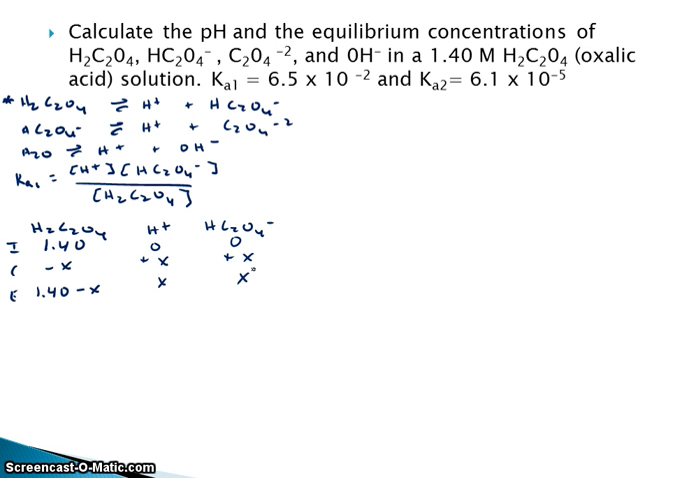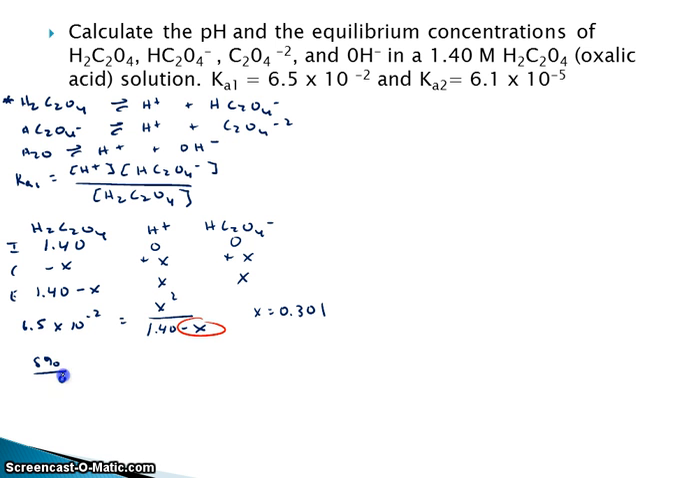So now let's plug our values into our Ka1 expression. We've got 6.5 times 10 to the minus 2 equals x squared over 1.40 minus x. We'll assume that x is insignificant. Multiply both sides by 1.4. Take the square root of both sides and solve for x. Now when we do that, we're going to get x equals 0.301. Now let's do our 5% rule.